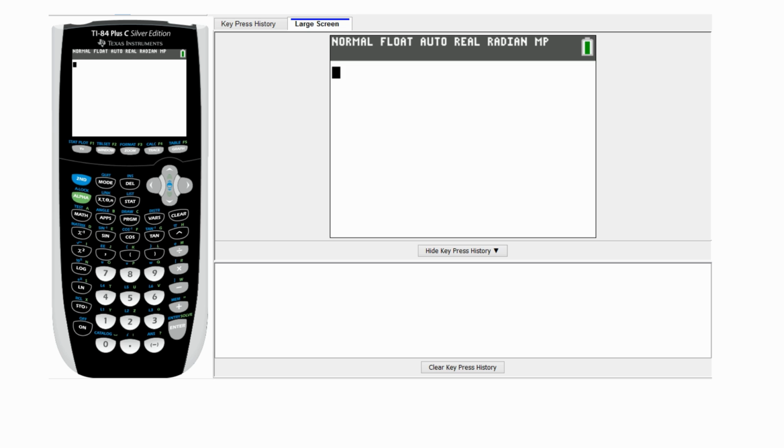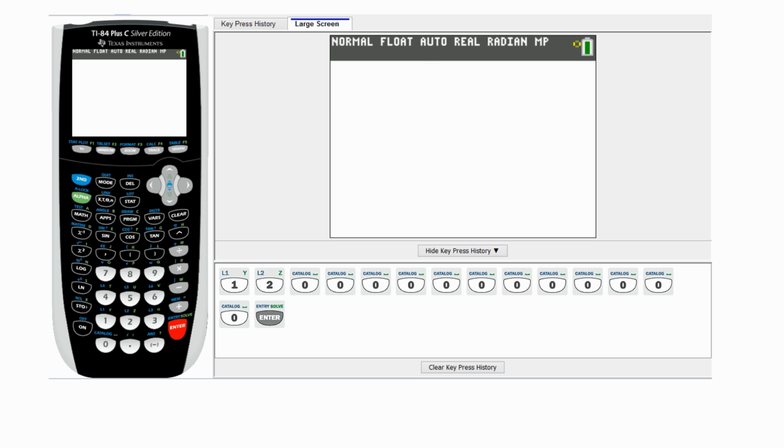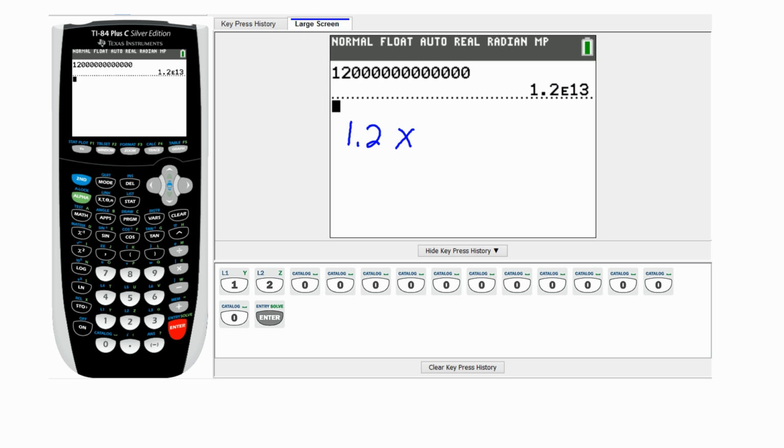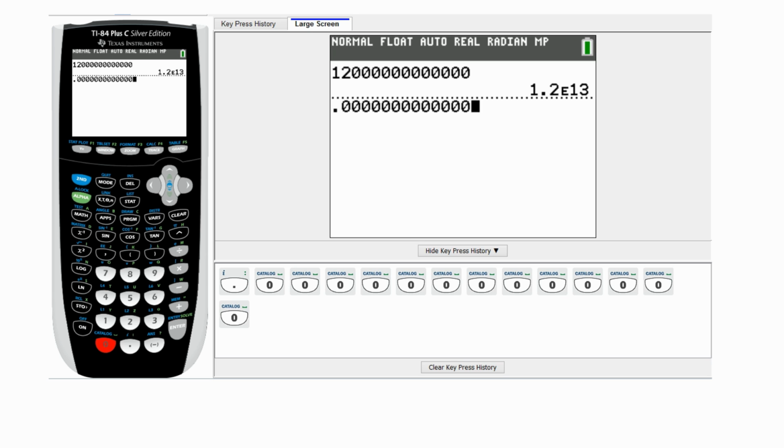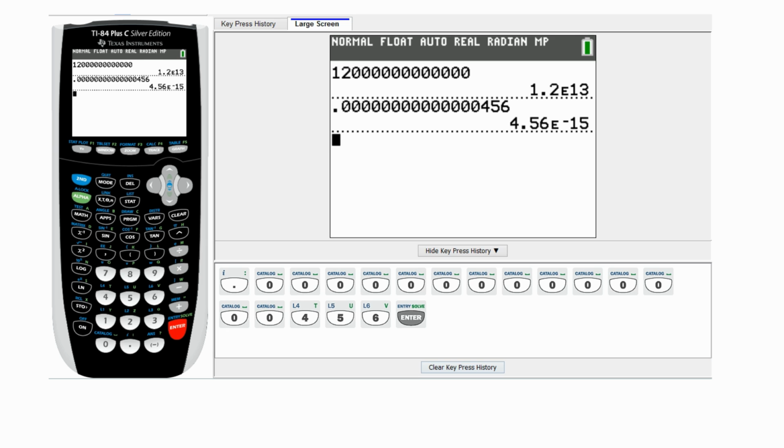When we have exponential notation in our calculator, it looks very different than what we're used to. So we type in a really big number. When it gives us exponential notation, you have this e. When you write this number on your paper, it would be 1.2 times 10 to the 13. So the e is telling you the exponent you want for the 10. So let's say we had a really small number. Again, behind the e is your exponent. So this would be written as 4.56 times 10 to the -15.